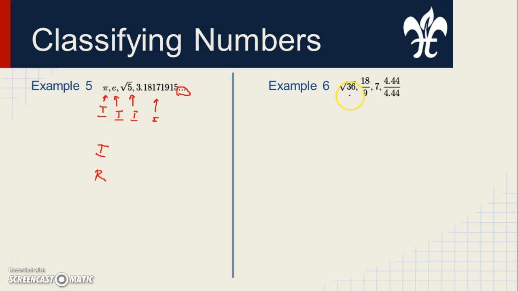Example 6. The square root of 36 is 6. 18 divided by 9 is 2. We have 7. And then 4.44 divided by 4.44 is 1. Any number divided by itself is 1. These are all positive. They're all greater than 0, which places these in the category of natural numbers. Well, if they're natural numbers, they're also whole numbers. If they're whole numbers, they're also integers. That's a Z. If they're integers, they're also rationals, and they are also real. So this example 6 covers several sets.